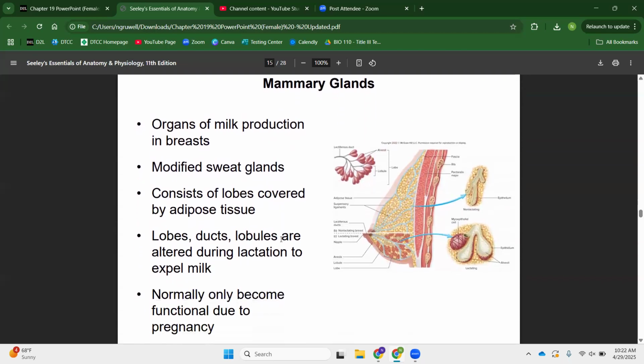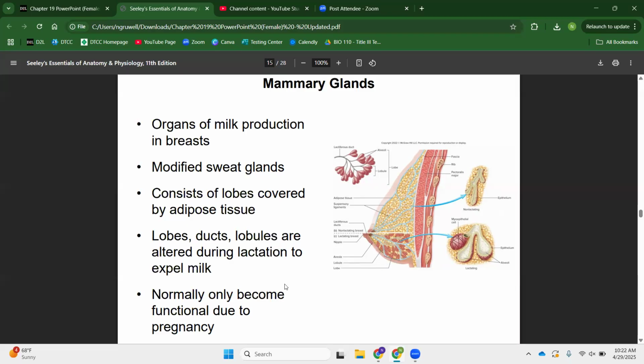Okay, I mentioned mammary glands very briefly when we looked at the female reproductive system to start this lecture, but these are going to be in the breasts and they produce milk. And they really start off as sweat glands that are then modified to be able to produce milk. We're not going to go super in depth on these, but I'll hit the big points. There's a lot of adipose tissue in the breast that covers up these lobes of our mammary glands. So they're organized into these sections.